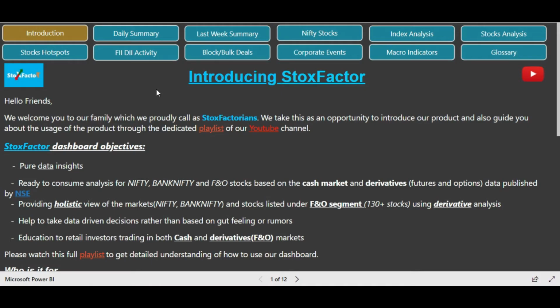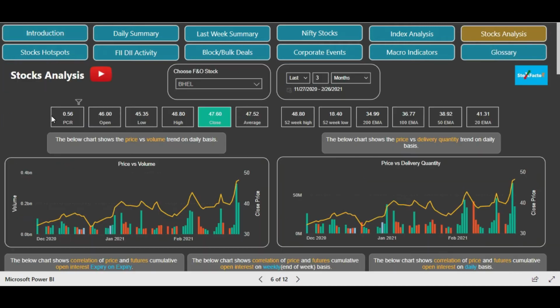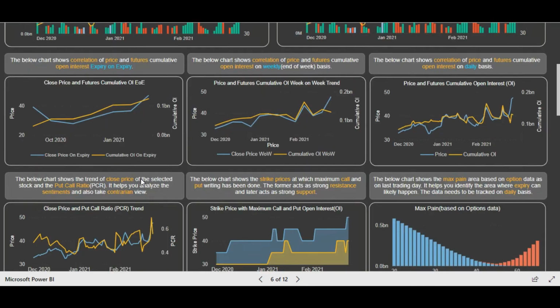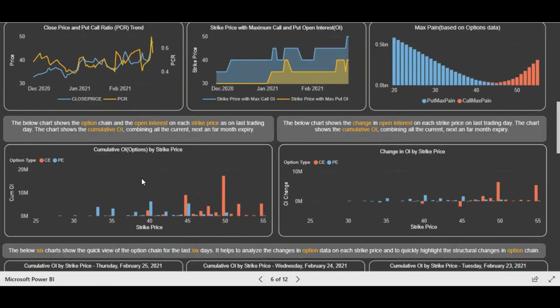So friends, we are on the Stocks Factor dashboard, and let's quickly go to the stocks analysis page. I have already selected the stock BHEL, and the default time frame is 3 months. Let's analyze using the option chain, and we'll see in this video how to connect the dots and how to analyze the data in a holistic way. So let's go. First of all, let's see the option chain data, what really happened.